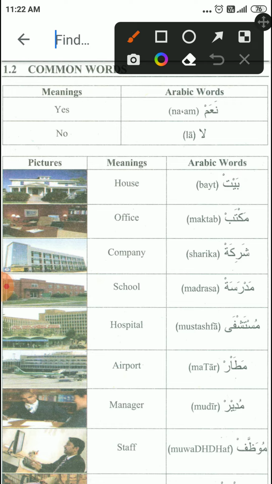In Arabic, yes is known by the word na'am. Na'am means yes. La means no. Bait means house. Maktab, office. Sharika, company. Madrasa, school. Mustashfa, hospital. Matar, airport. Mudir, manager. Muwazzaf, staff.